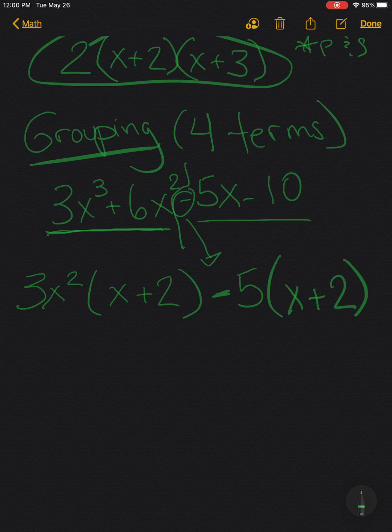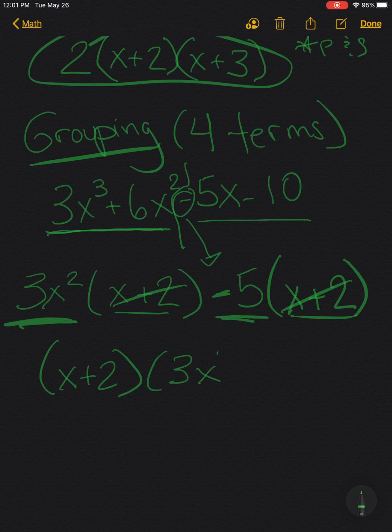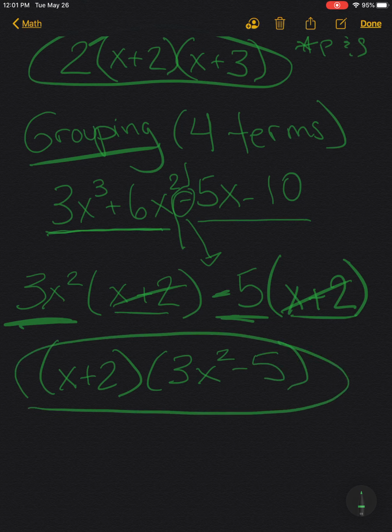All right. Now, you notice that this x plus 2 repeats. That's what you want to happen. If that doesn't happen, then you did something wrong. Okay. Now you bring that down, x plus 2. Cross that out. And then what's left? This. And you're done. Okay, that is grouping.